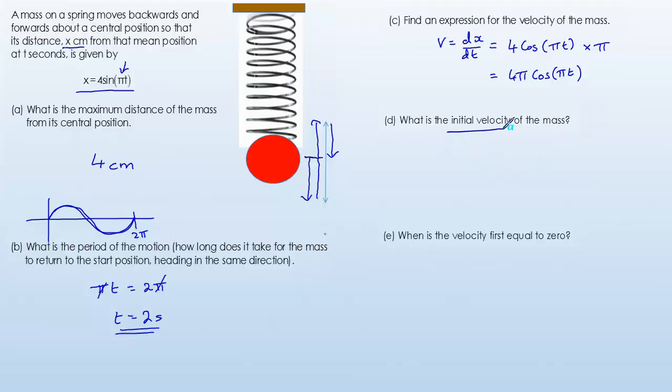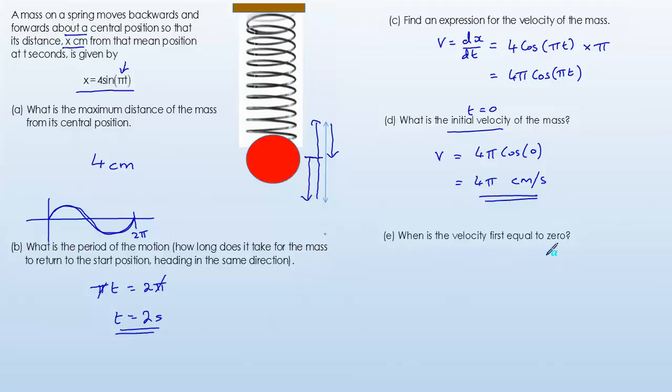What's the initial velocity of the mass? So initial means t is 0, so v would be equal to 4 pi cos 0. Cos 0 we know is 1, so that's going to be 4 pi, and with distance in centimeters and time in seconds, that's going to be centimeters per second.